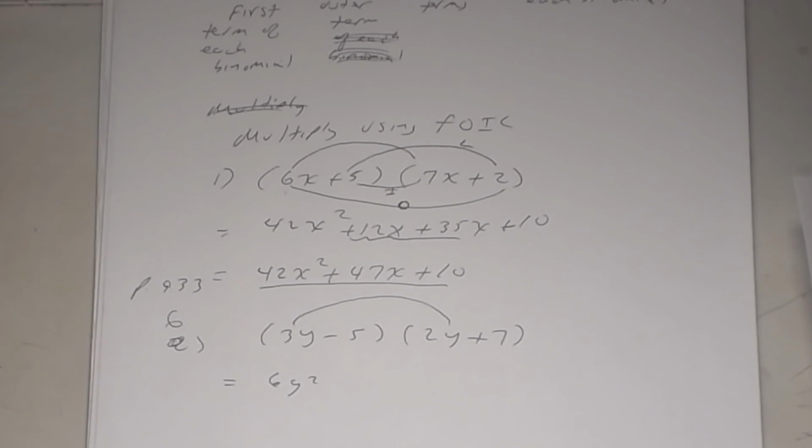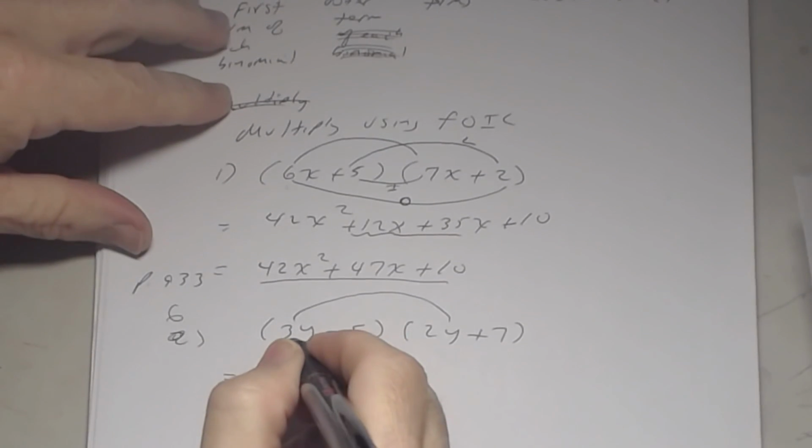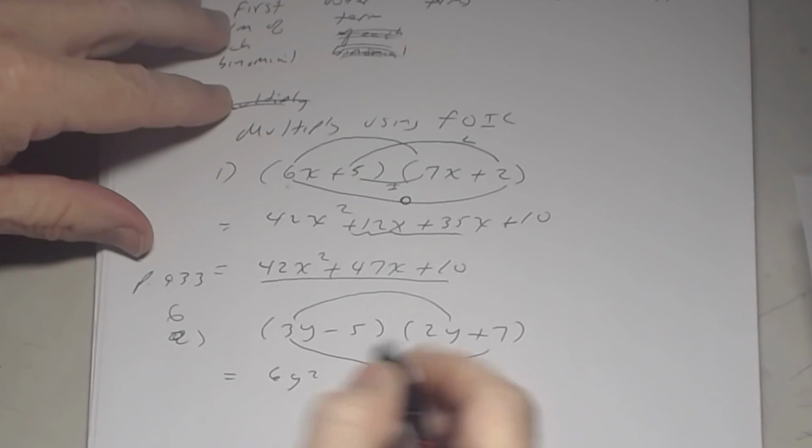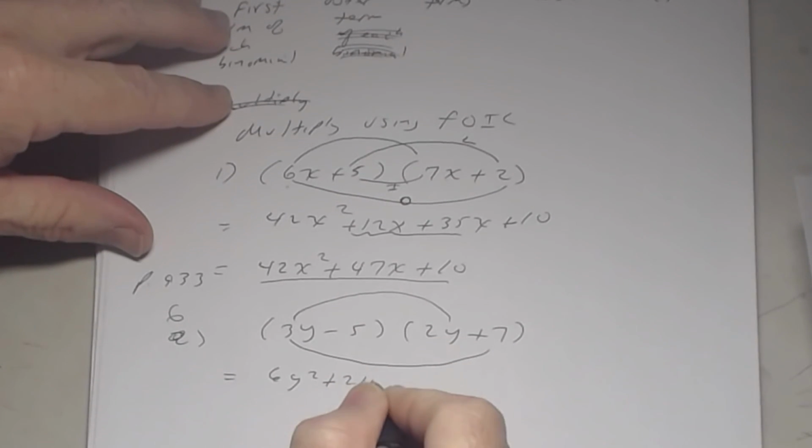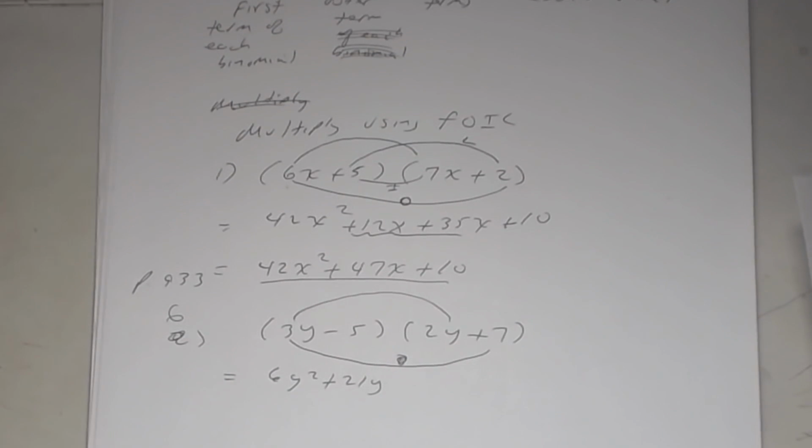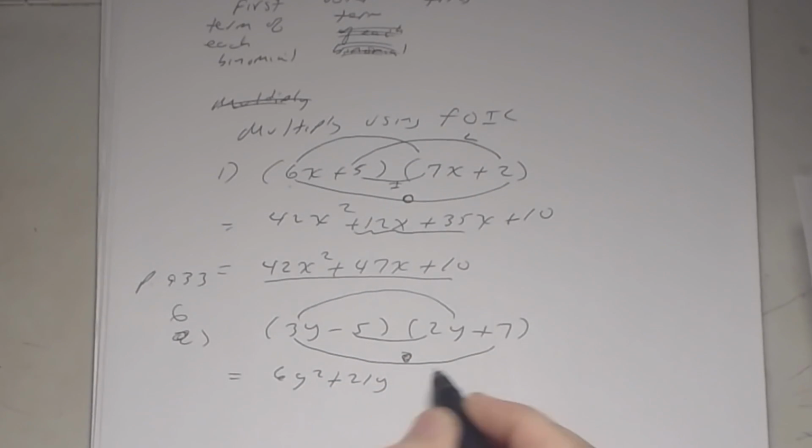All right, now the outer. The outer means the terms that are on the outside of that row. So what are the terms on the outside of the row? 3y and a 7. So that's your outer. What's 3y times a positive 7? Positive 21y. Right, so that's your outer. Okay? The inner, the terms on the inside. What terms are on the inside? Negative 5 is one, and what's the other? 2y. So what's a negative 5 times 2y? Negative 10y.